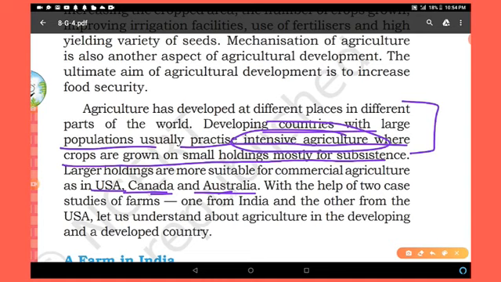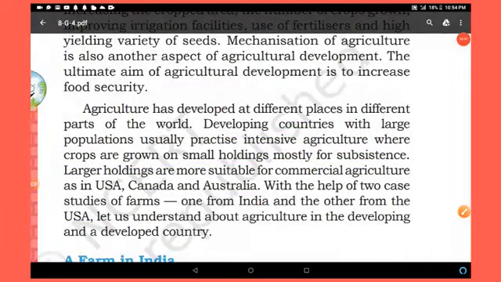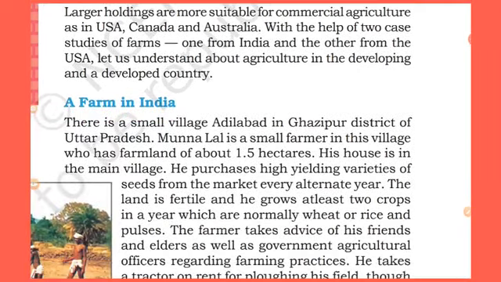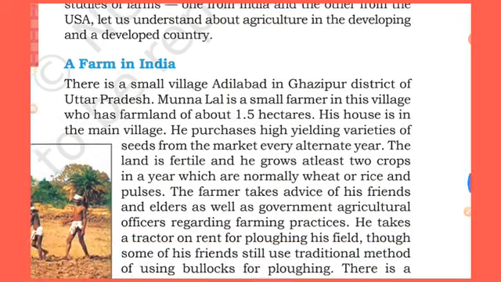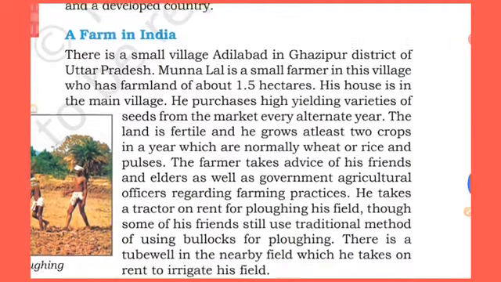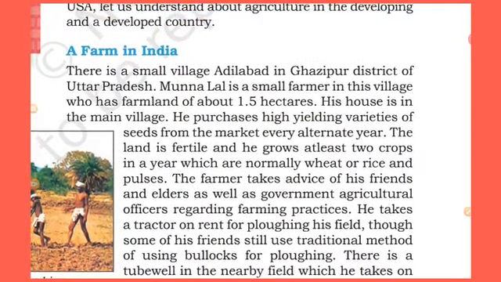With the help of two case studies of farms, we will compare India and USA. Let's understand agriculture in developing and developed countries. It's very simple to understand how in India we are facing difficulties due to the lack of land, due to the lack of equipment, better technology, machines, etc. But in the USA, these things are not lagging behind. The availability of land is also sufficient. For example, a farm in India.